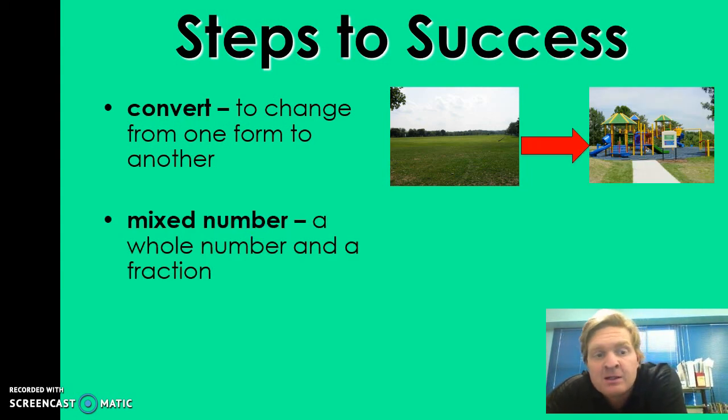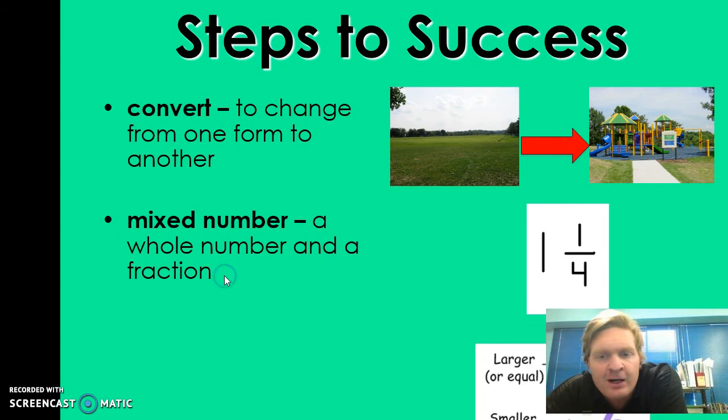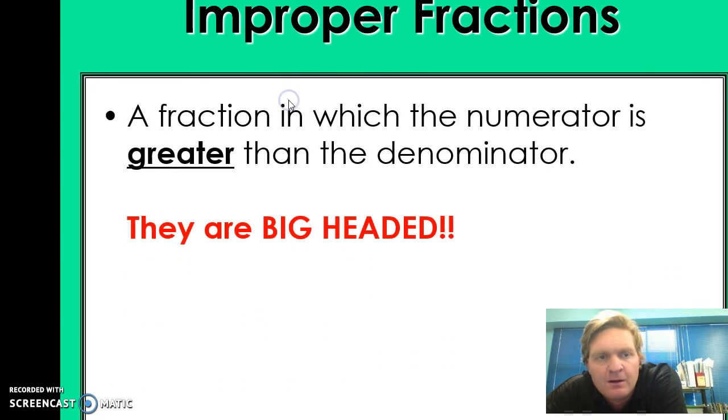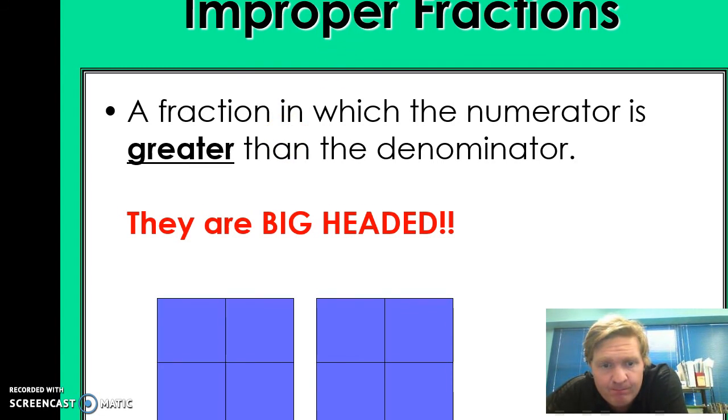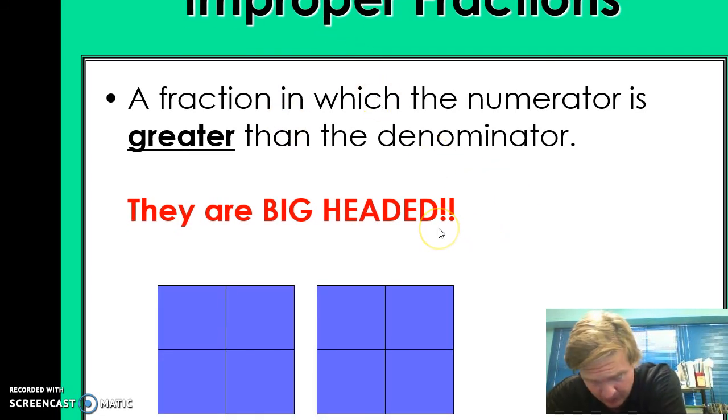And we need to know that a mixed number is a whole number and a fraction. First of all, let's look at improper fractions. A fraction in which the numerator is greater than the denominator. Here we have an example.